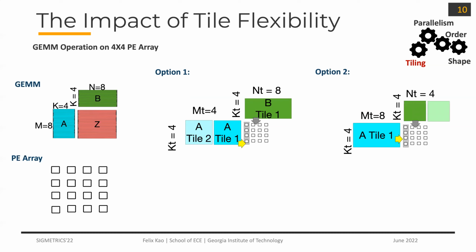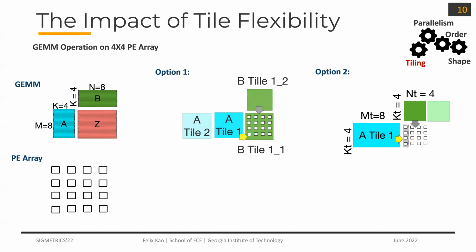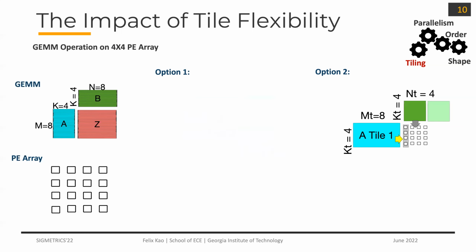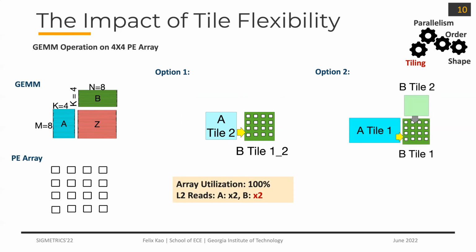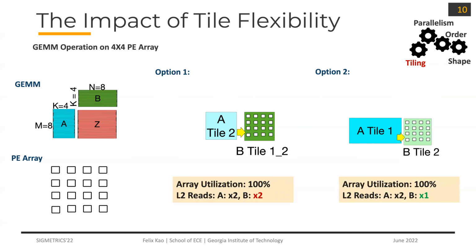In option 1, the first half of the B tile is prefetched and A tile 1 is streamed. Then we fetch the second half of the B tile and stream A tile 1 again. And we repeat the same process for A tile 2. To summarize, PE utilization is about 100%, and both A and B are read from memory twice. In option 2, B tile 1 is fetched and the entire A tile is streamed. Then we fetch B tile 2 and stream A again. The utilization is about 100%. However, we now only need to read B once.